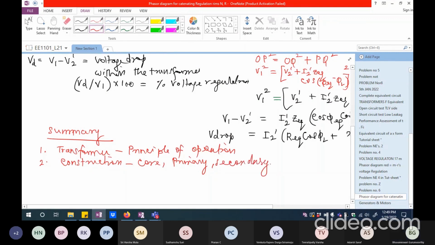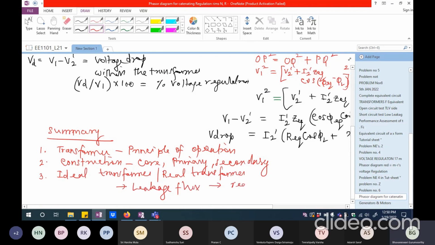Then after that, we slowly got into the ideal versus real transformer. Ideal transformer, we said, will literally have infinite permeability of the core, whereas a real transformer will require a certain amount of current for establishing the flux. Then we talked about leakage in this. And we also talked about leakage flux and how that can be reduced. So reducing leakage, we also talked about a few methods.